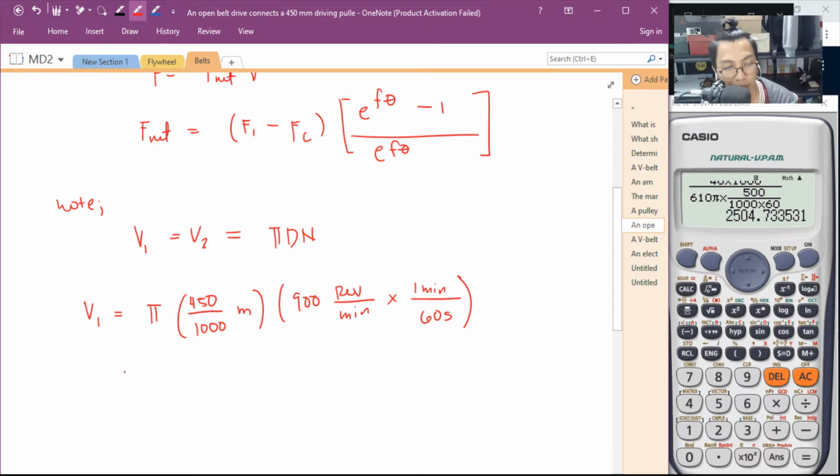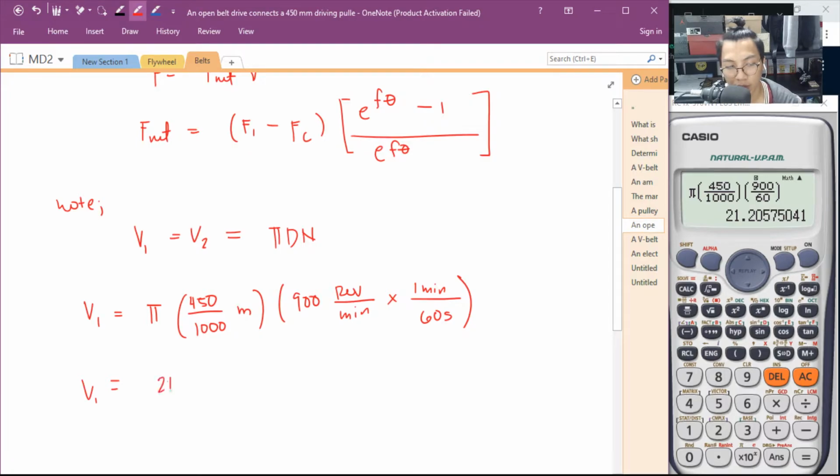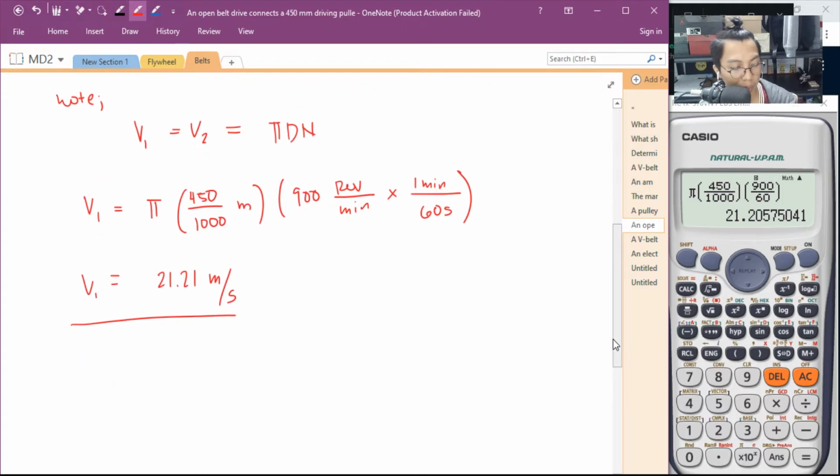And then, so, that is equal to V1. Calculate na natin. Calculate the value. So, that is pi multiplied to 450 divided by 1,000, and then 900 divided by 60. The answer will be, in meter per second na yan, 21.21 meter per second. 21.21 meter in every second. That is the velocity. Ano nga hanapin natin susunod dyan?